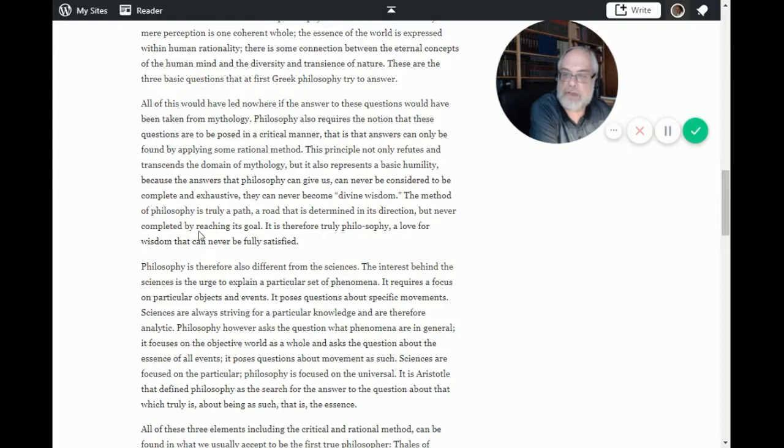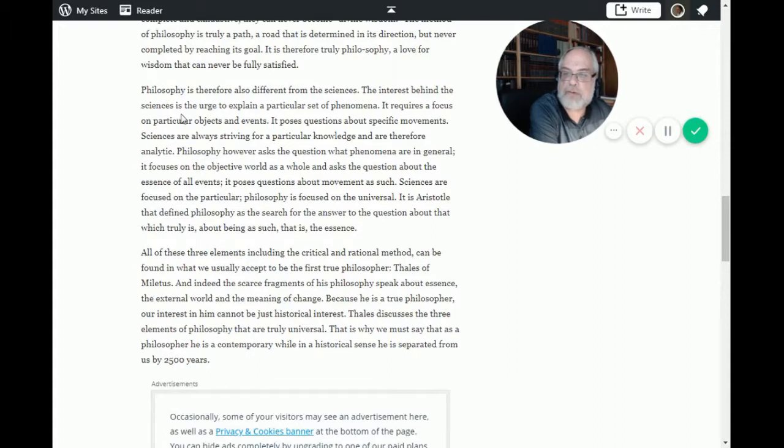The method of philosophy is truly a path, a road that is determined in its direction, but never completed by reaching its goal. It is therefore truly philosophy, a love for wisdom that can never be fully satisfied. Philosophy is therefore also different from the sciences. The interest behind the sciences is the urge to explain a particular set of phenomena. It requires a focus on particular objects and events. It poses questions about specific movements. Sciences are always striving for a particular knowledge and are therefore analytic.